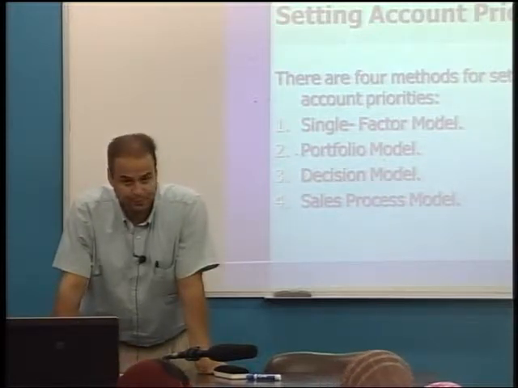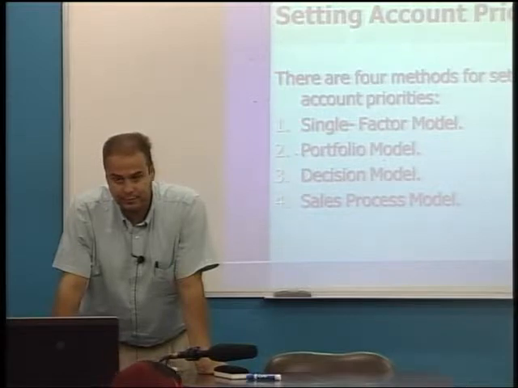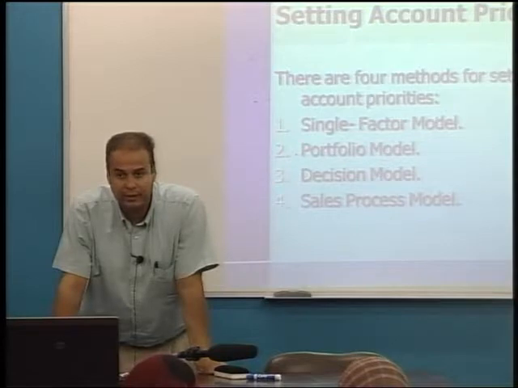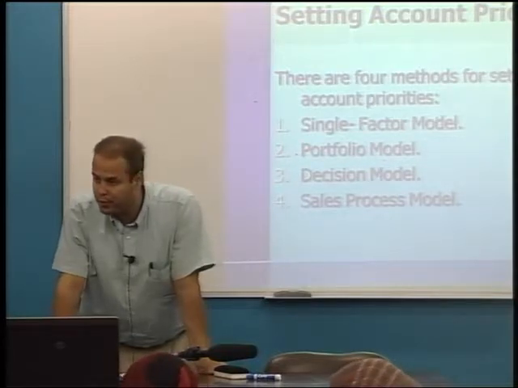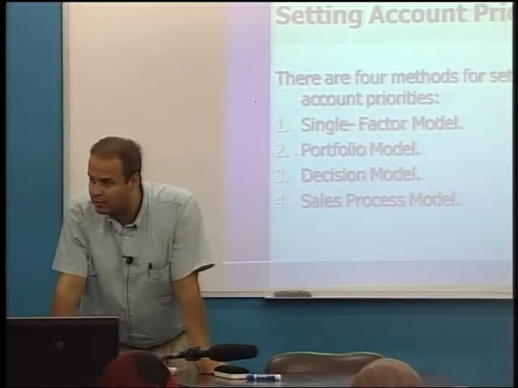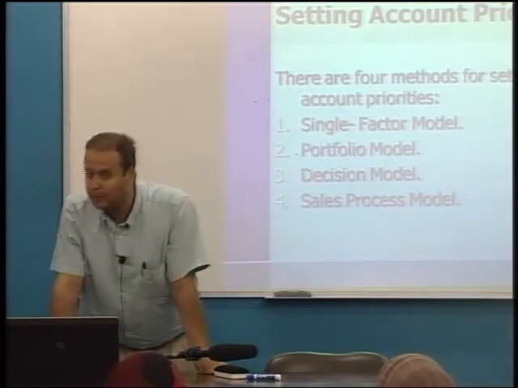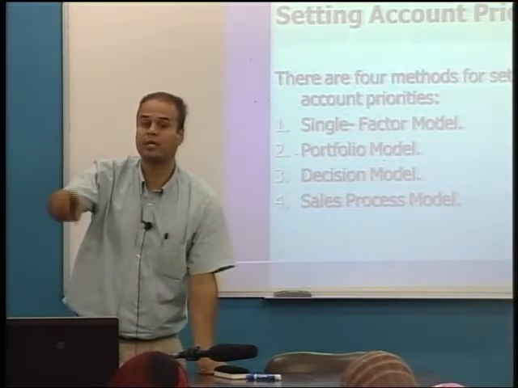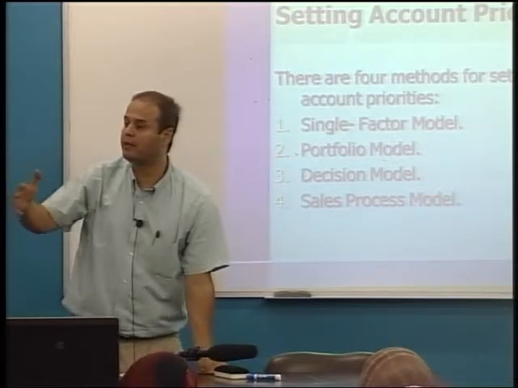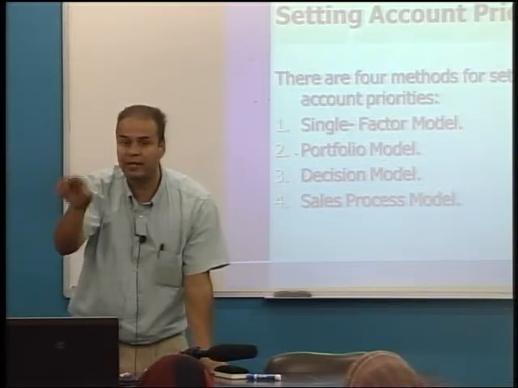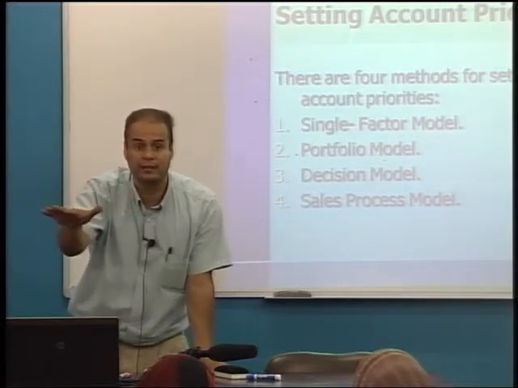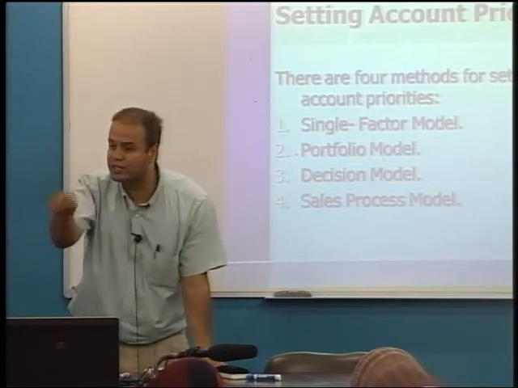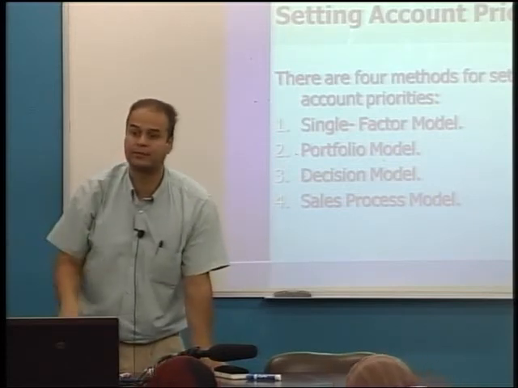There are 4 methods for setting account priorities. Models for setting account priorities. In other words, how we are going to prioritize our own customers. According to which criteria? In other words, if you are going to say Siham is a VIP customer or Siham is an ordinary customer, our decision of classifying her is founded on rules, it is founded on models. We would like to talk about these models, which we are using to classify our own prospects or customers. Clear?